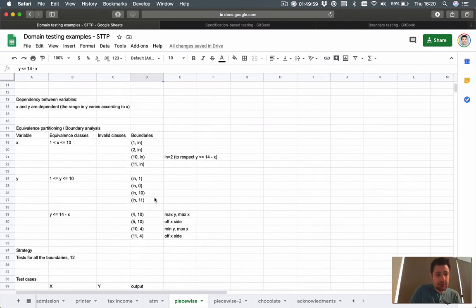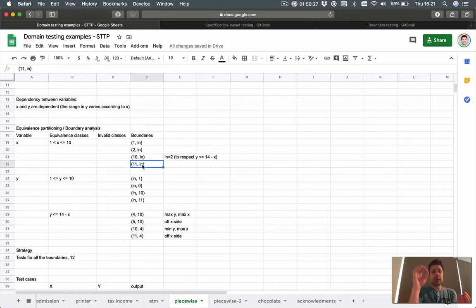Let's go for the analysis. And how would I do this analysis? So first, x alone, right? We have one restriction that is only about x. This one here, 1 smaller than x, smaller than or equal to 10. And I have two boundaries, one for each side. So I can get 1, which is the on point, and then 2, that is the off point, and then 10, that is the on point, and then 11, that is the off point.